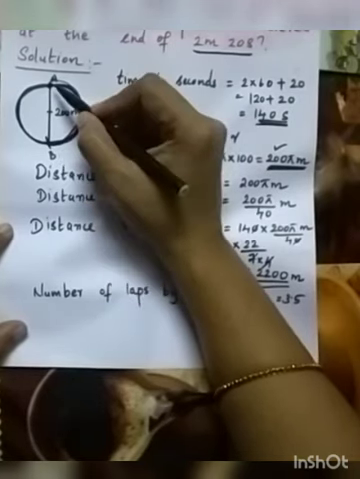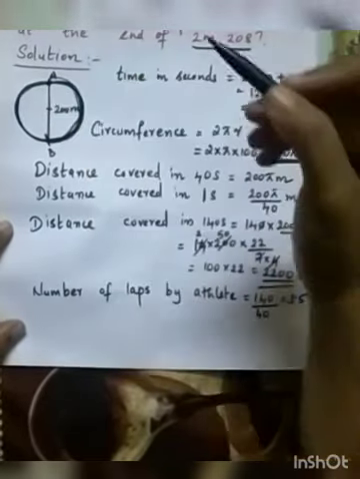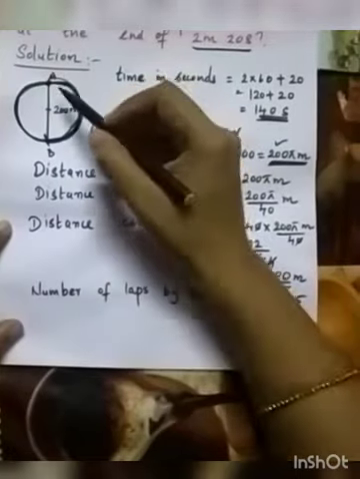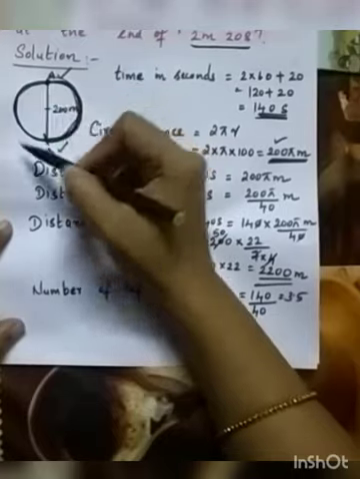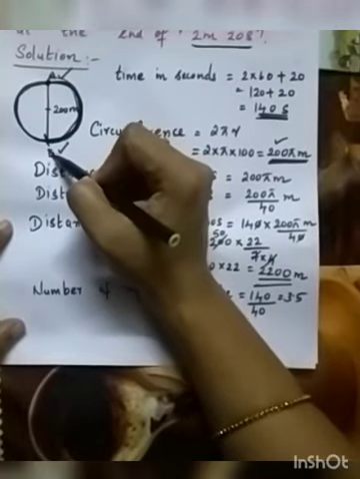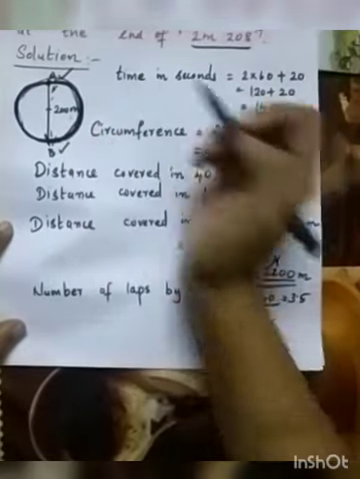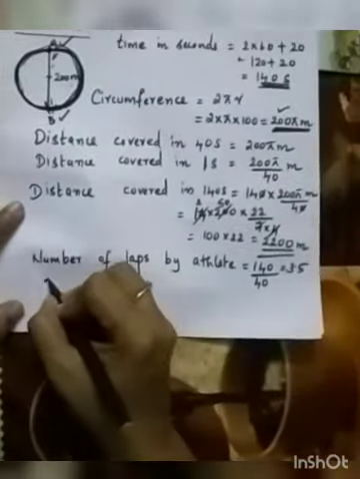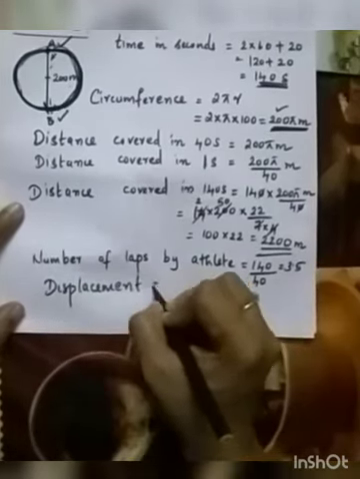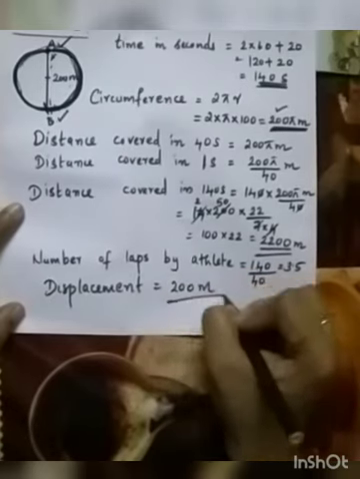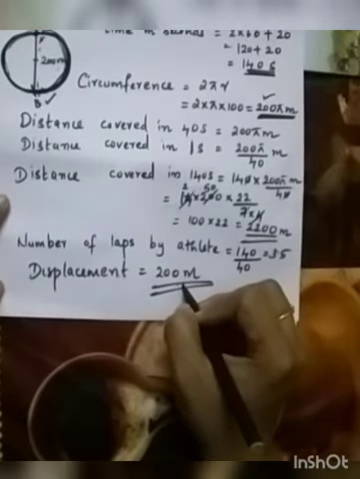Okay, children. So what is the displacement? Displacement is the shortest distance between the initial and final points, right? So this is the initial point, this is the final point in this case, because after 3.5 rounds, the athlete is at this point B. Then what is this distance AB? AB is 200, that is the diameter of the circular track. So our displacement will be the diameter of the track itself, equal to 200 meter. Okay. So distance is 2200 meter and displacement is 200 meter.